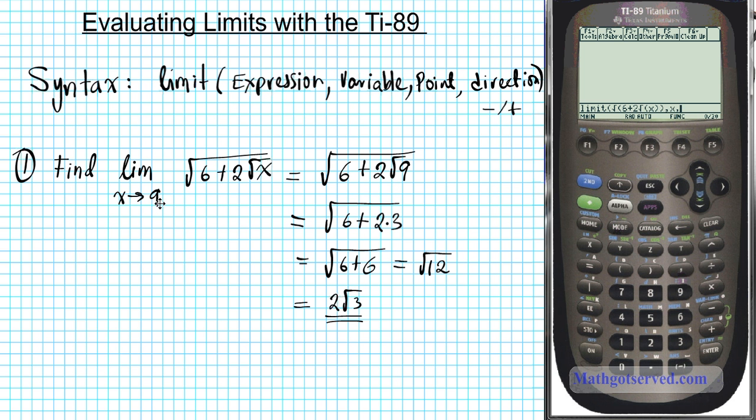The point is what is x approaching? And we can see x is approaching 9. There's no directionality here, so that's all we have to enter. Close our parentheses, enter 2 root 3.